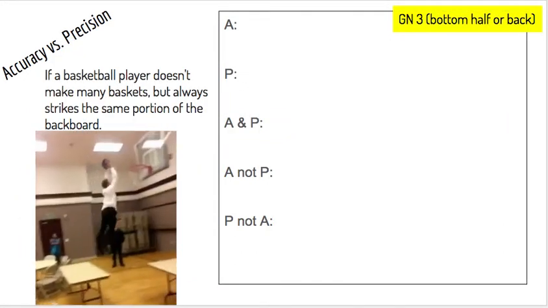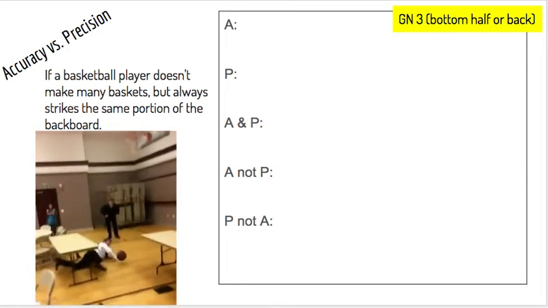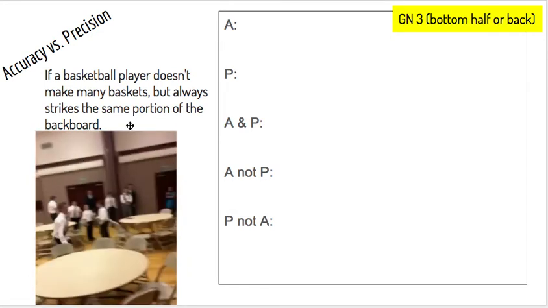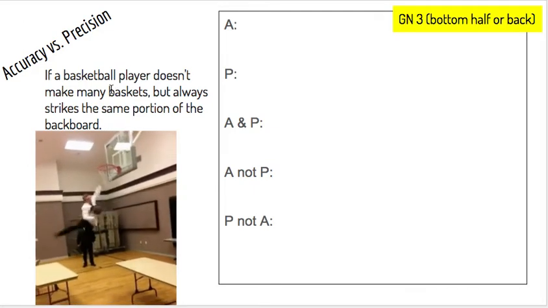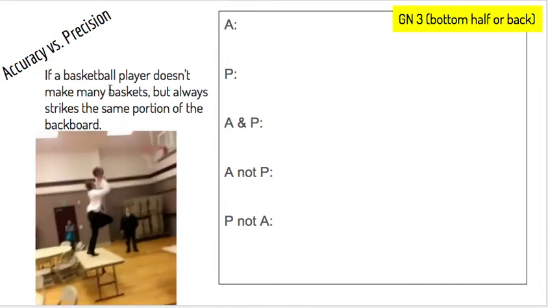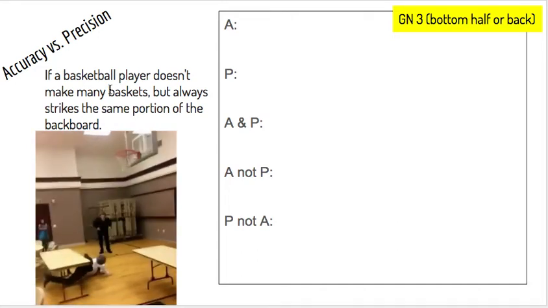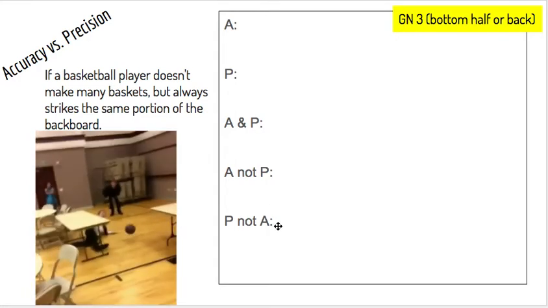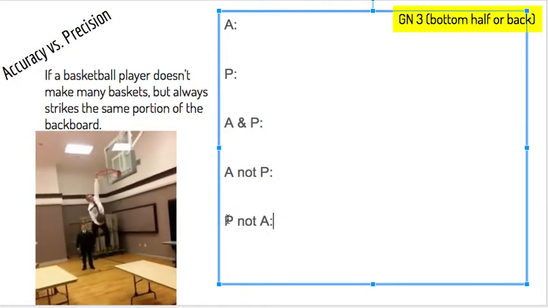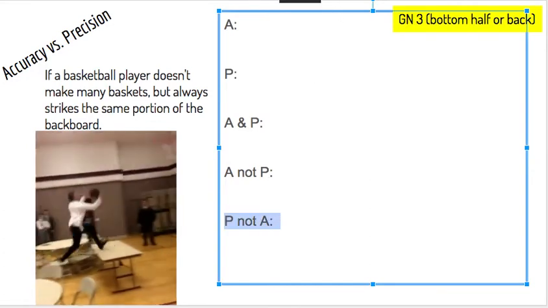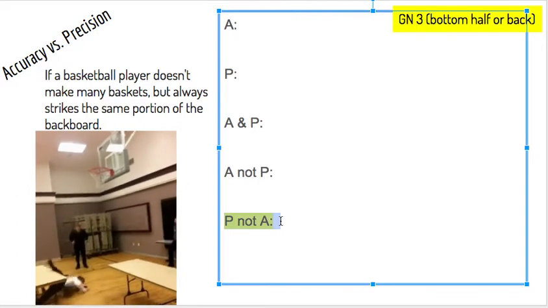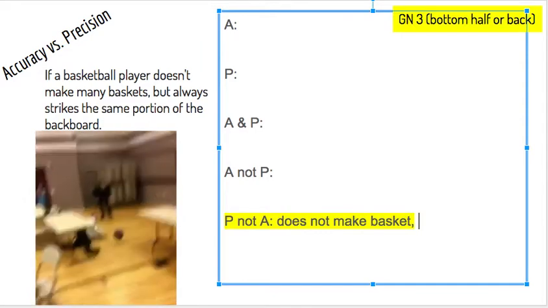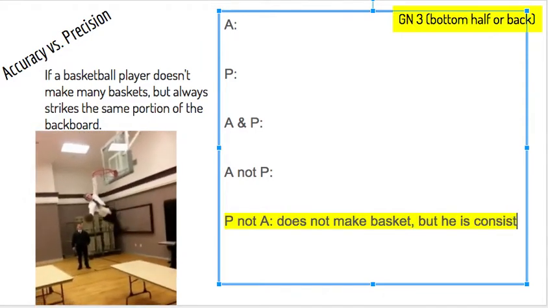This time, same sport, little more injury involved. Doesn't make many baskets. So we right away know that he is not accurate. He is not close to the expected value. The expected value would be making the basket, but he always strikes the exact same portion of the backboard. So he is consistent, he is precise, but he is not accurate. So this would be the appropriate answer for this example. Okay, so does not make basket, but he is consistent.